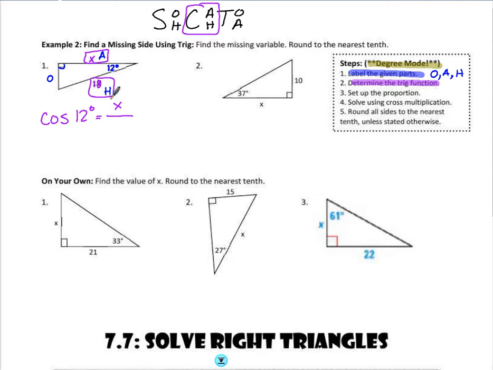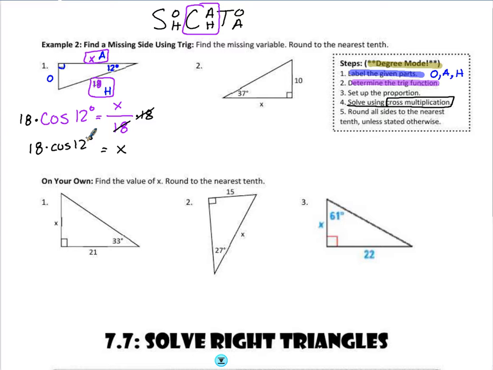To solve for x in this equation, I'm going to go ahead and solve using cross multiplication. So I'm going to multiply both sides by 18. And then that gives me the value of x being equal to 18 times the cosine of 12 degrees. At this point, we're going to have to use our calculator to answer this question.